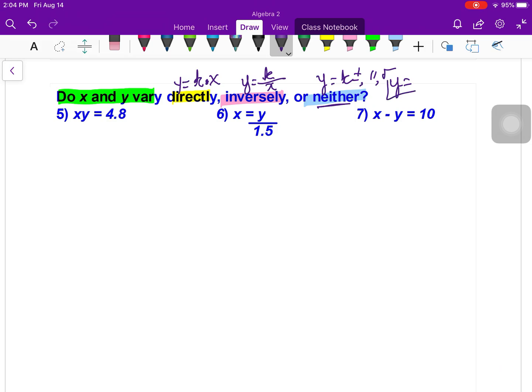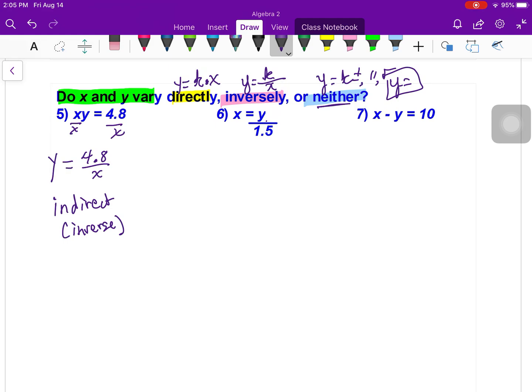So we want to solve for y equals. So I divide by x, I get y equals 4.8 divided by x. That is indirect or inverse.